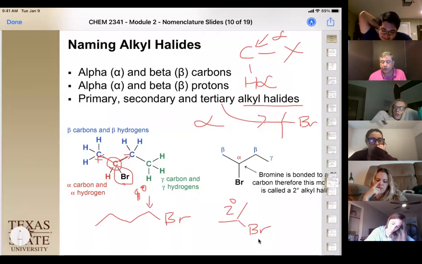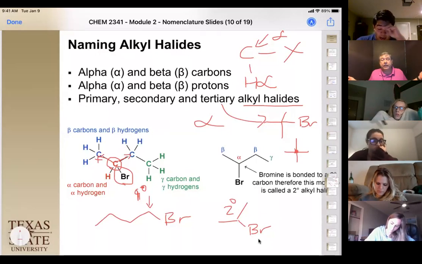Now notice there isn't a quaternary halide because a quaternary carbon is one with 4 carbons attached to it. There's no place for the halogen. So we only have primary, secondary, and tertiary halides.